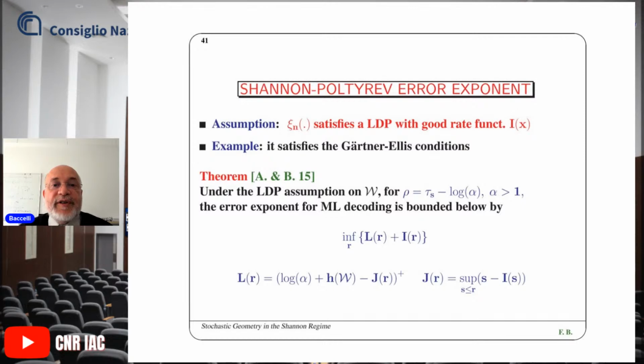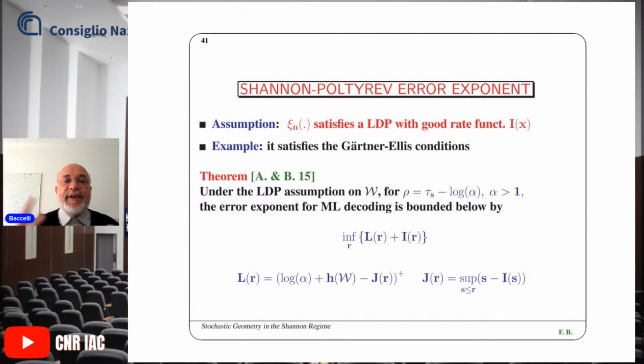J of R, which is called the volume exponent, is solving the optimization problem sup over S less than R of S minus I of S, the rate function of the entropy spectrum. And L of R is just this function of J on the left, the positive part of log of alpha minus the H of W function minus J of R.